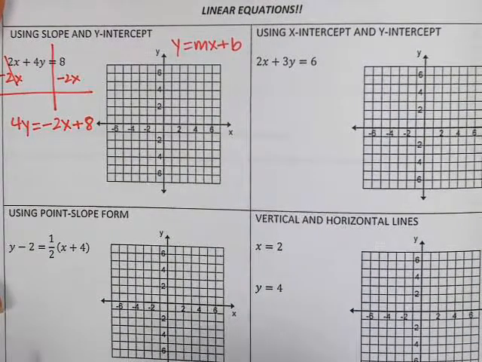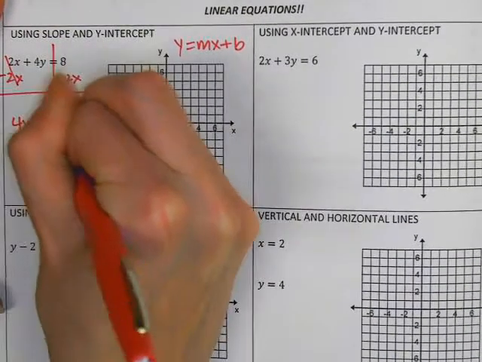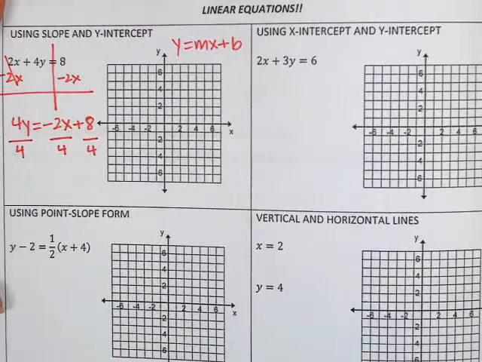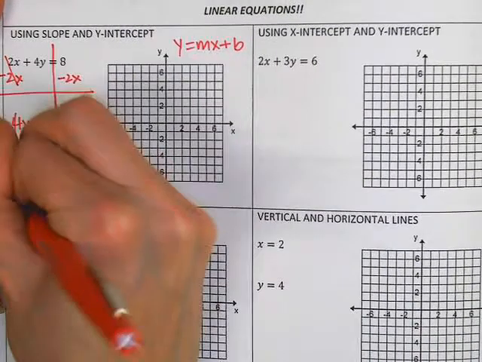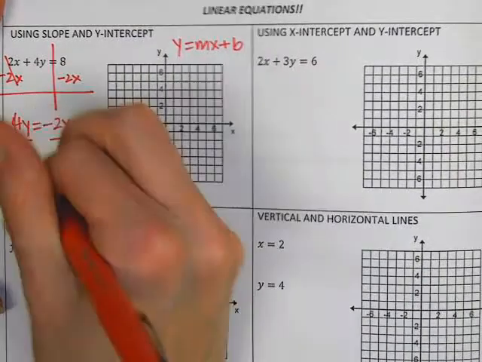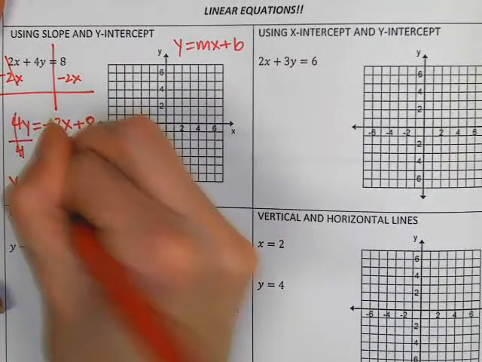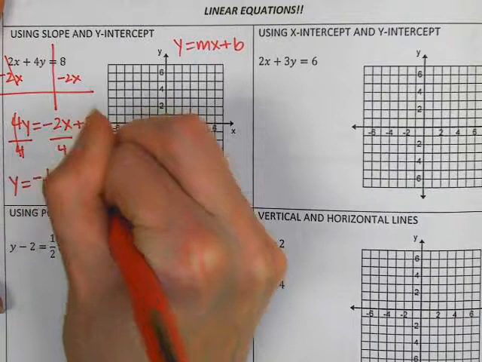And then if you really want to get y alone, you got to divide every single piece by 4 and reduce. So y is going to be negative 2/4, you can reduce that to negative 1/2 x, and then 8 divided by 4 is 2.